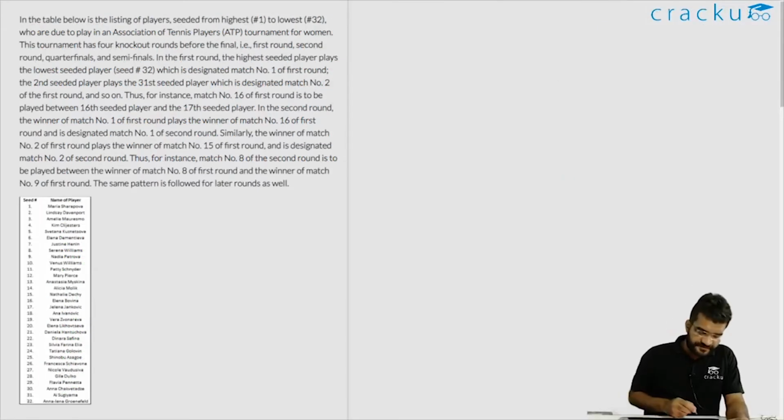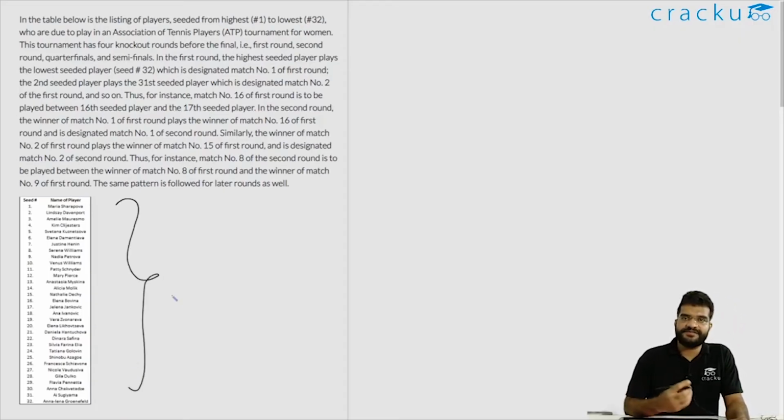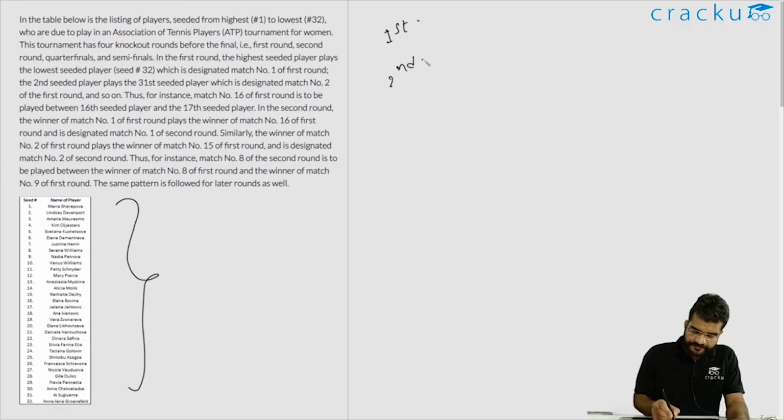In this question, we are told that there is an Australian Open in which there are players who are seeded from seed 1 to seed 32 who compete in it. There are 4 rounds. There is the first round, there is the second round, there is the quarterfinals and there is the semi-finals. So there are 4 rounds before the final, and finally there is a finals.